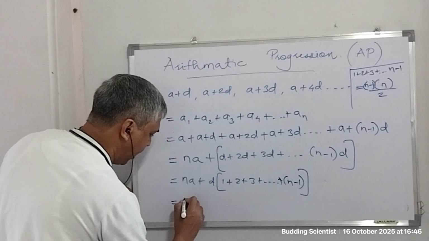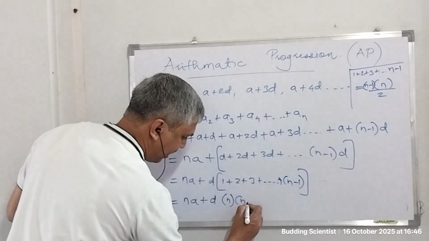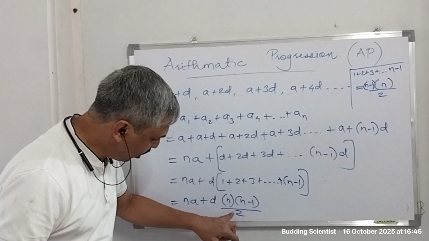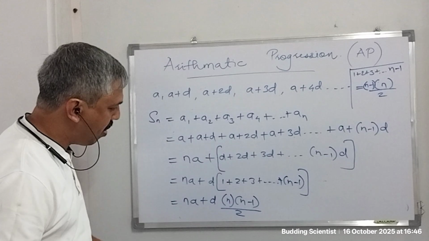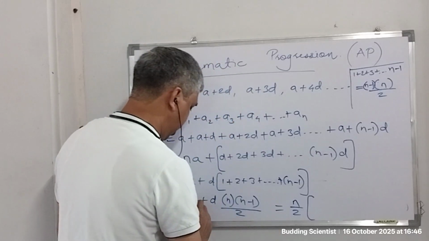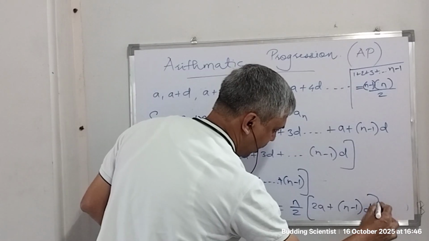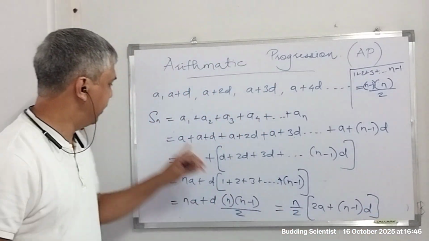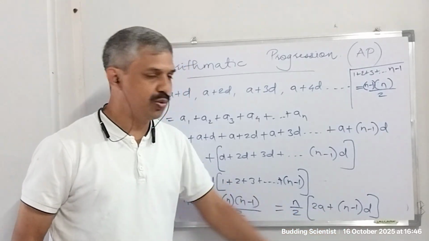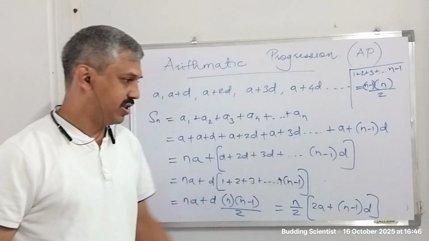So this is equal to na plus d into bracket n minus 1 divided by 2. Here n by 2 is there, here n is there, if we take n by 2 common, what remains is 2a plus n minus 1 into d, and this is the formula for Sn. n by 2 into bracket 2a plus n minus 1 into d. There is one more way to reach this.